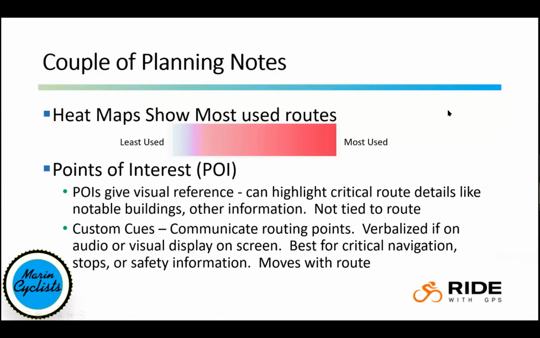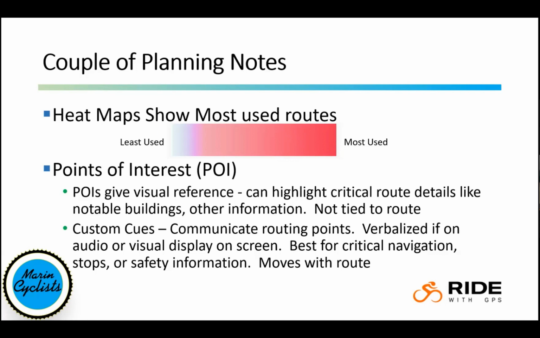One of the things that I wanted to make sure people were aware of, there's a heat map which shows the most people that are using the route. So if it's blue, it's not a route that many cyclists are using, but it aggregates all the data from people using the Garmins and uploading it to the website, and then if it's red, it's showing that it's the most used.